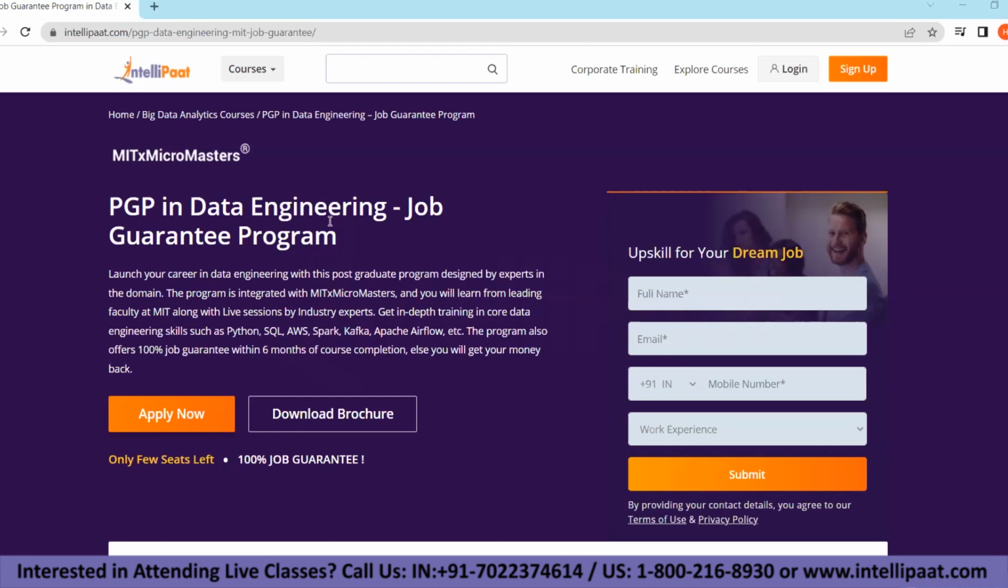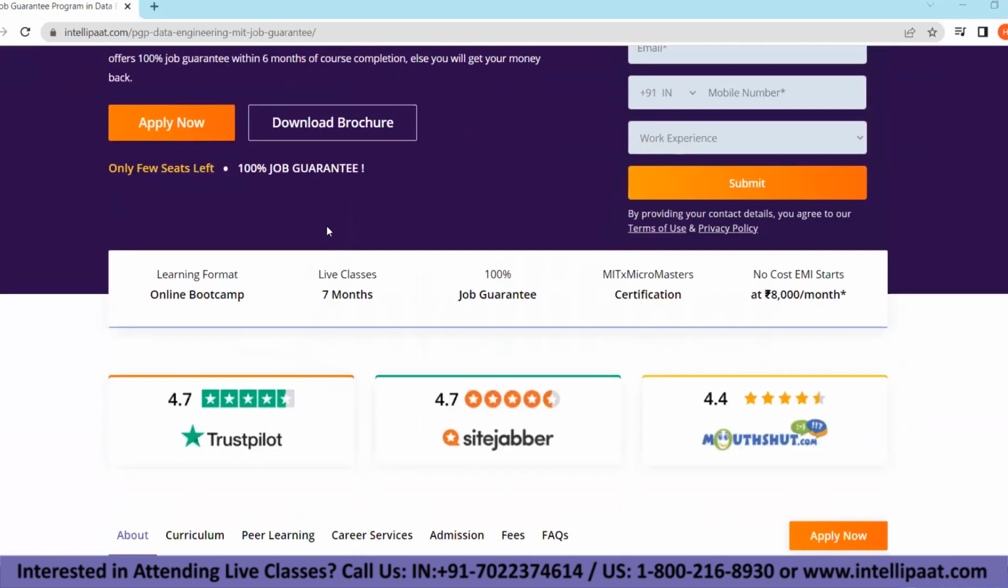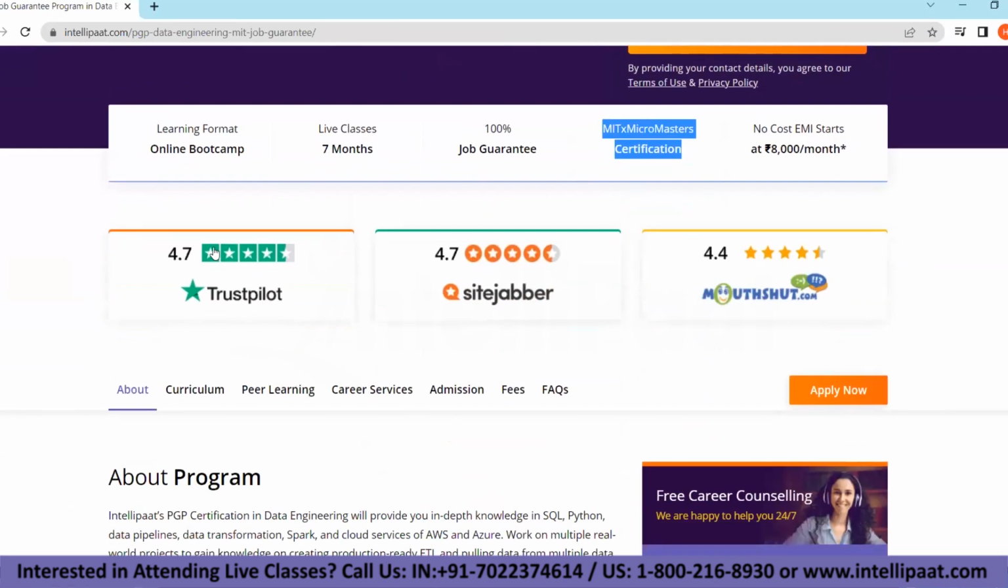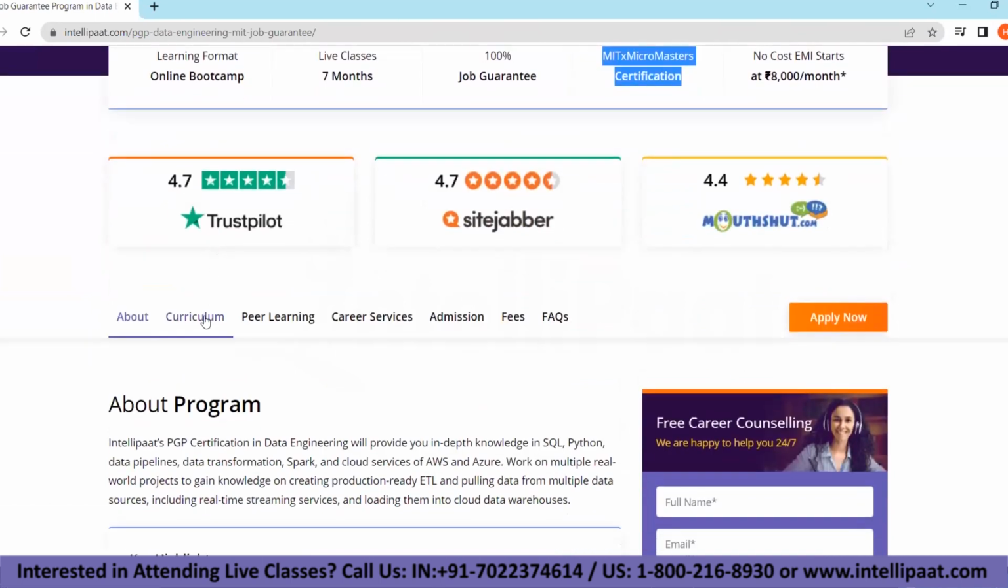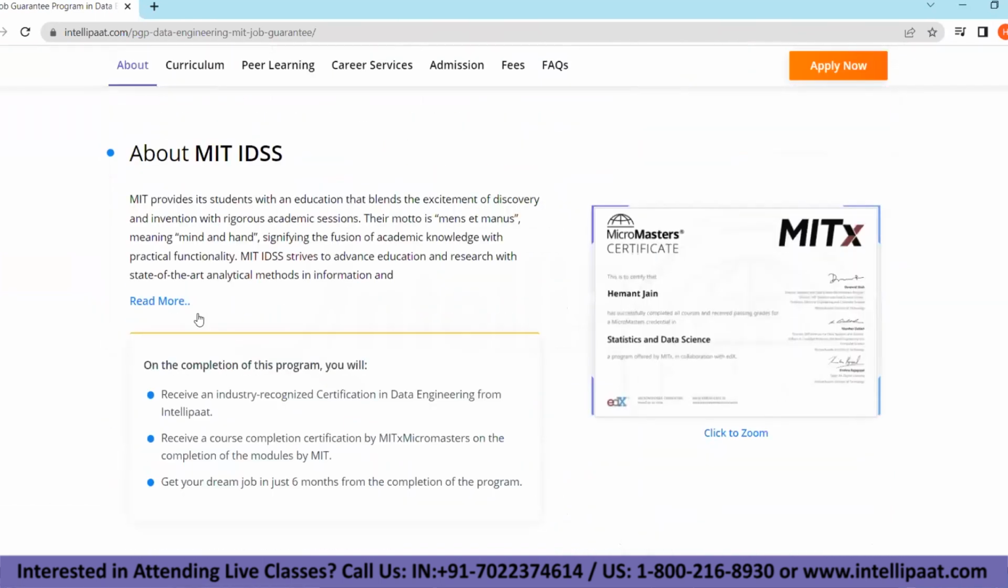Now, of course, I'm sure everybody who has joined this meeting already knows what data engineering is. The trainer has explained a lot about the overview of data engineering. Let's talk about how the course will help you in this. It's a complete online program for 7 months with 100% job guarantee, which gives you a MITx MicroMasters certification. Let's talk about the curriculum first, and then we'll talk about how the course will be conducted for you.